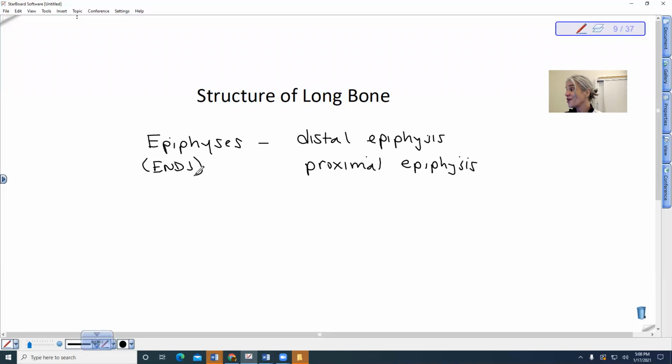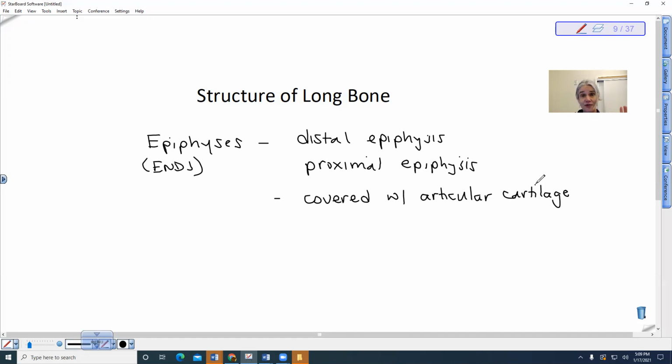Now they are covered where they come together with other bones by articular cartilage. So they are covered with articular cartilage. What type of cartilage is articular cartilage? It is hyaline cartilage. It is generally shown in blue in your textbook.